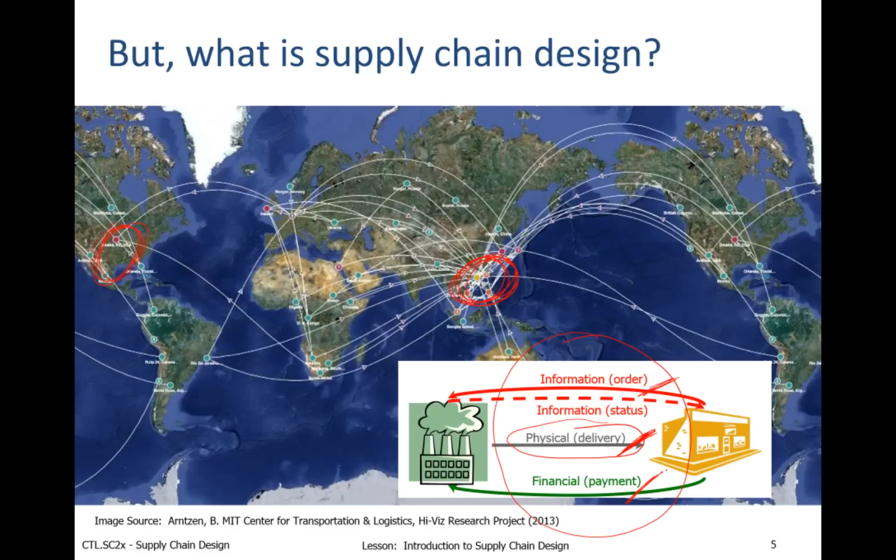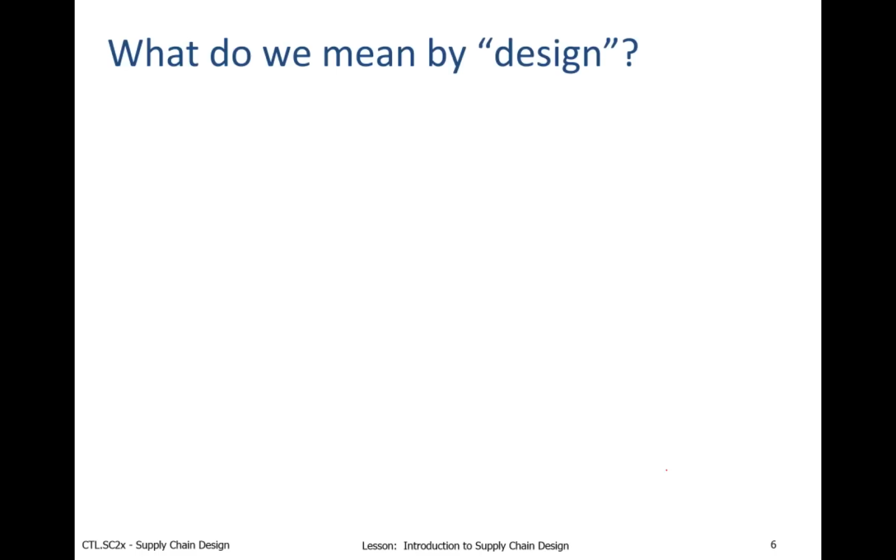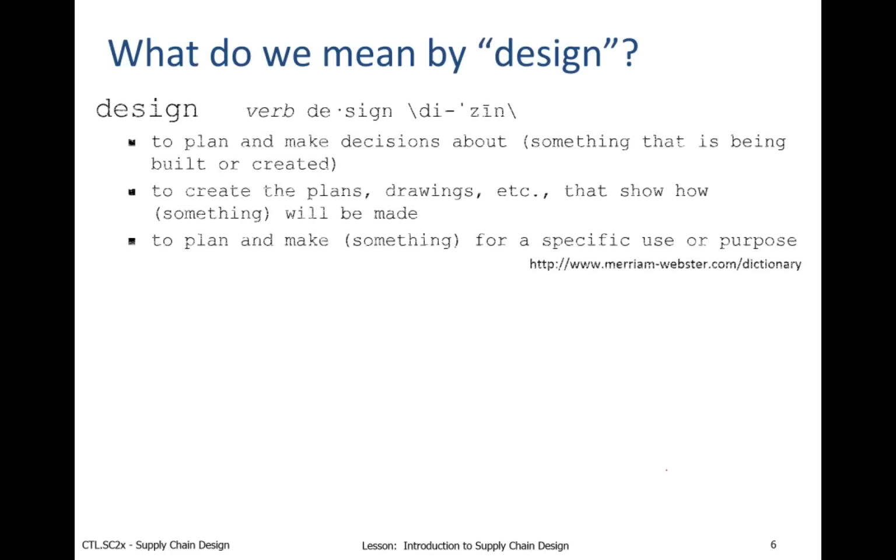So what is a design though? Let's go back to basic definitions. It's always a good place to start. If I go to Merriam-Webster and look at the definition of design, it's pretty obvious. The definition is to plan or make decisions about something, to create the plans, drawings that show how something will be made, to plan and make something for a specific user purpose. We all know this is kind of common sense, but it's not a really helpful definition.